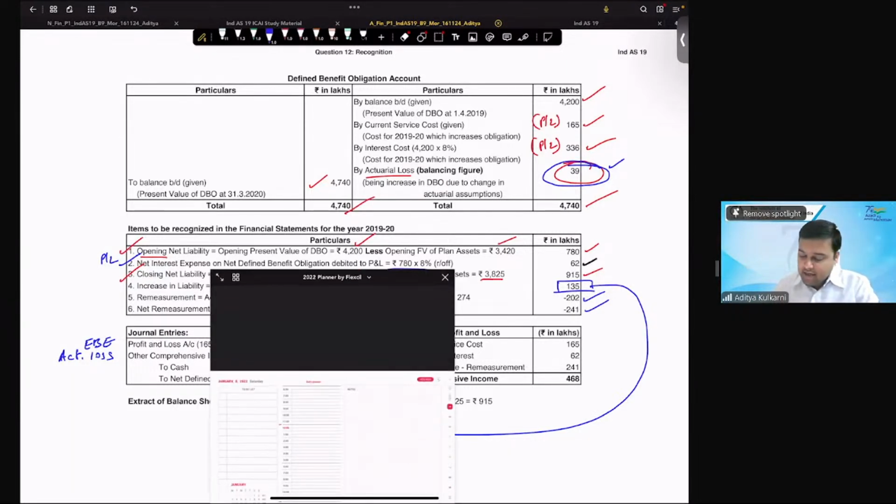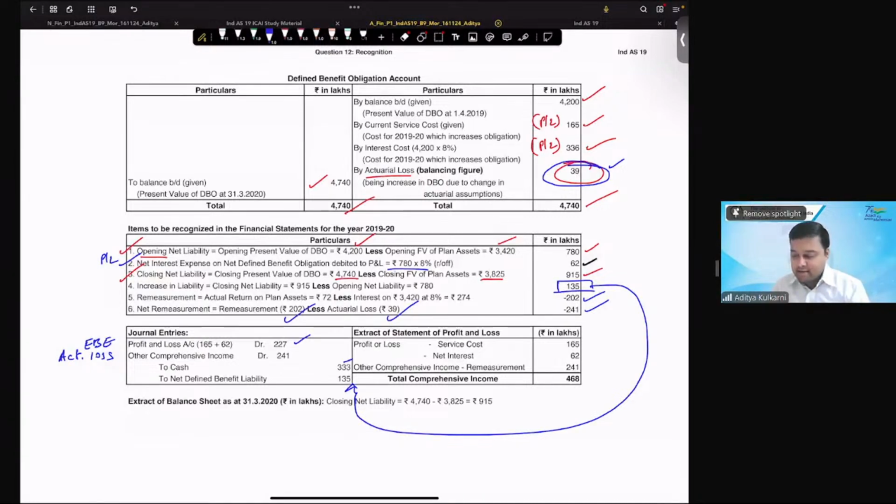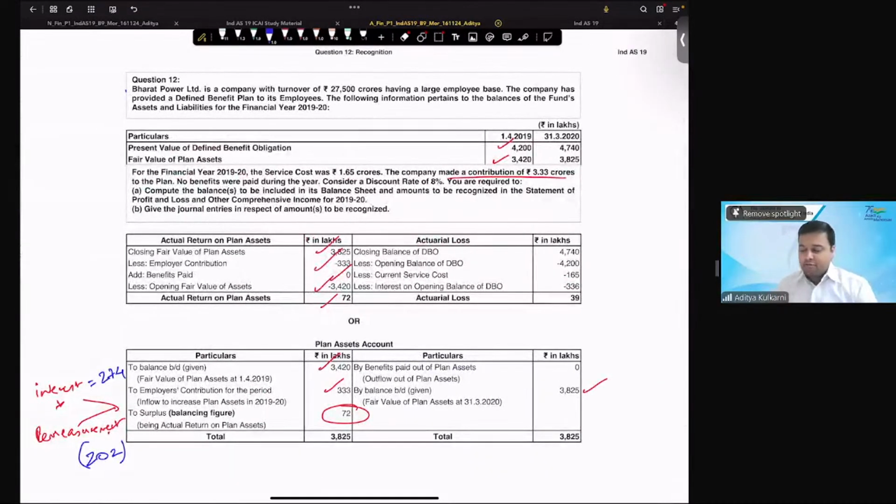Sir, where did that increase come from? Where did that increase come from? That increase came from the opening balance. How much was it?